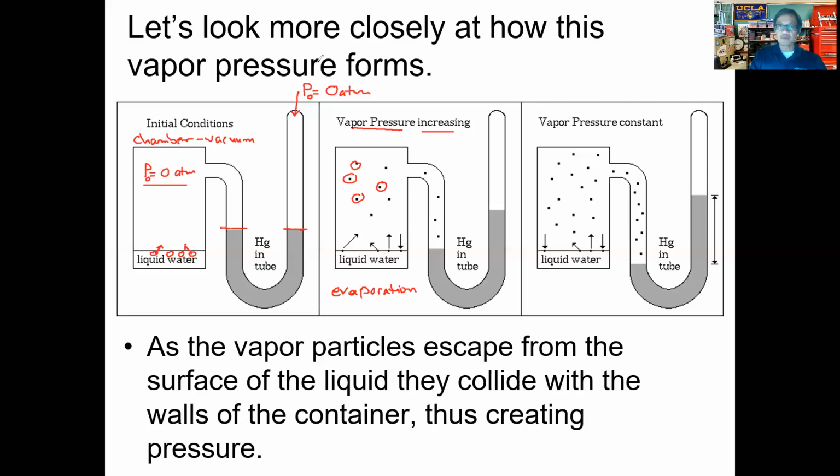These gas particles, remember, this is a vacuum chamber. It's sealed. Nothing goes in, nothing goes out. And so therefore, these gas particles that form come from the liquid. And how do they come from the liquid? They evaporate. They go through the process of evaporation. They escape from the liquid.